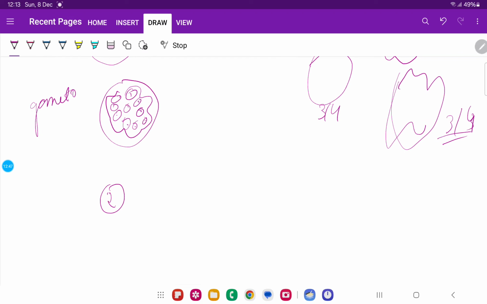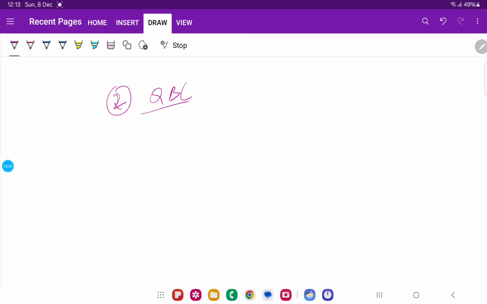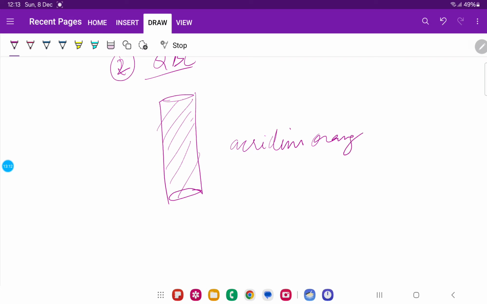Now second, we have other modalities. So we can do QBC. QBC is quantitative buffy coat examination. So a capillary tube is there which is coated with acridine orange from the inside.